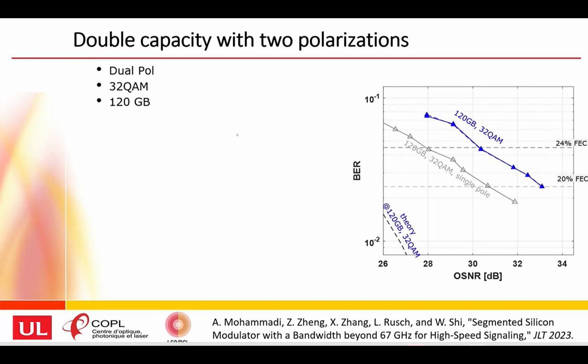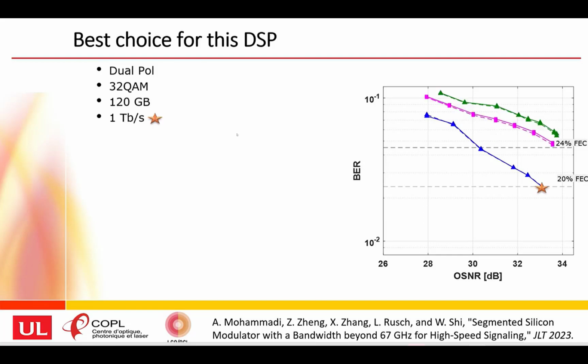We next moved to exploiting 2 polarizations. And again, 32 QAM was able to get down to the 20% FEC threshold. And in fact, 64 QAM, we just barely made the 24, didn't quite hit it there, maybe the 25% FEC threshold. But in terms of net bit rate, we were getting the best results at the 32 QAM. So in this case, we were able to achieve 1 terabit per second on a single Mach-Zehnder silicon photonics modulator.